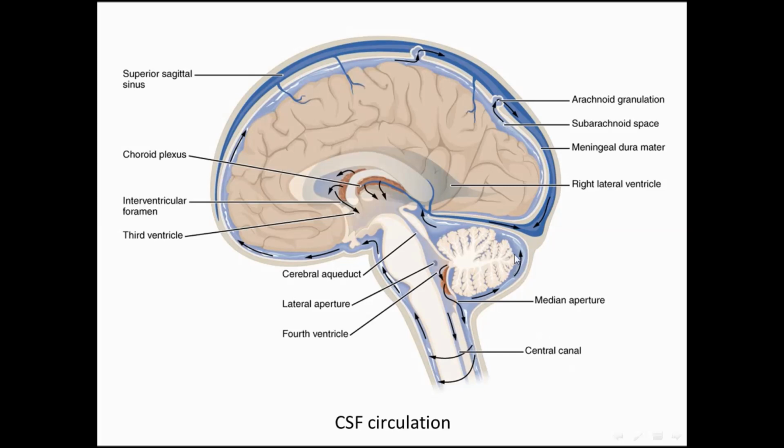This CSF circulation is then passing around the spinal cord, the cerebellum, and on the surface of the brain, and then reabsorbed by the arachnoid granulations, which are found on the surface of the brain and within the dural venous sinuses.